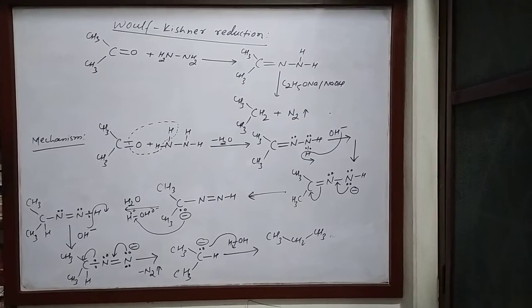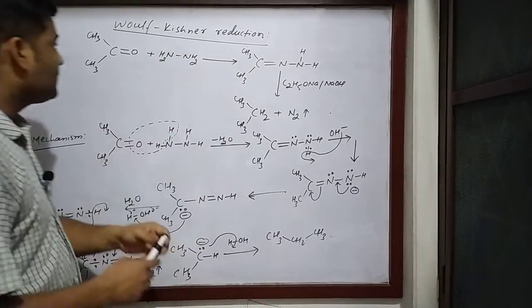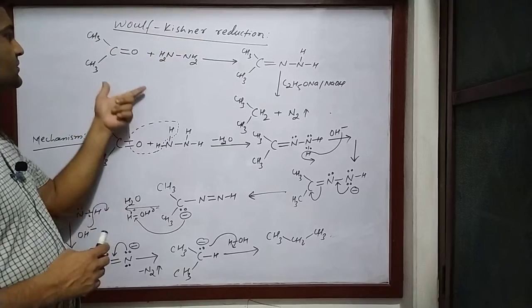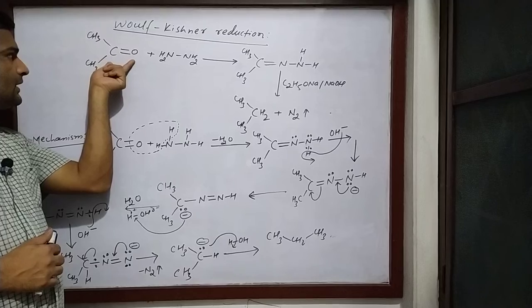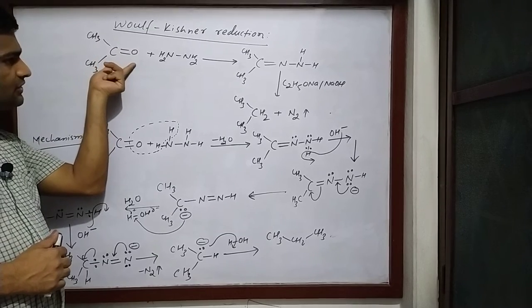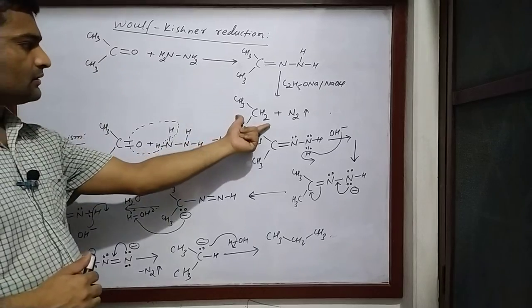In this lecture video we are discussing the Wolff-Kishner reduction. This Wolff-Kishner reduction is also used to convert an aldehyde or ketone into a hydrocarbon or alkane.